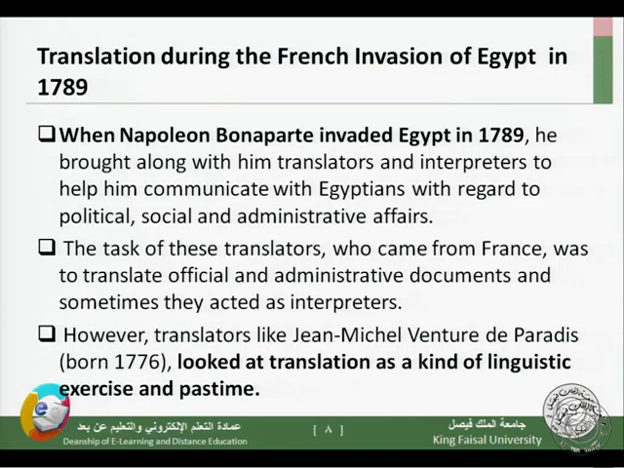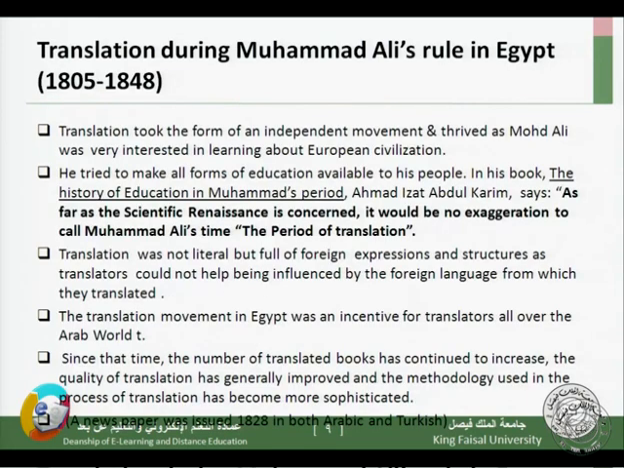So you can see that there were so many reasons for people to translate or to interpret from Arabic into French or from French into Arabic during that period. Okay. Now when the French left Egypt and Muhammad Ali came to rule Egypt in 1805, from 1805 to 1848, Muhammad Ali.